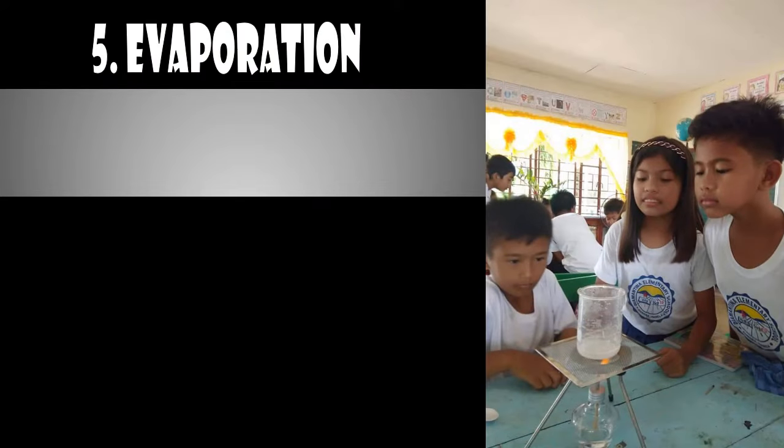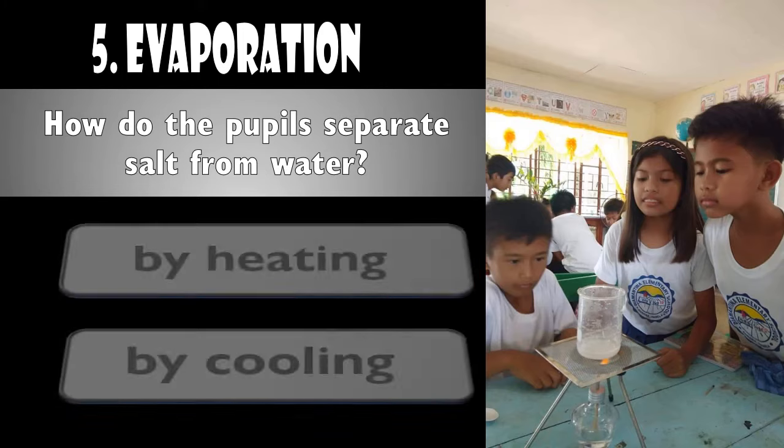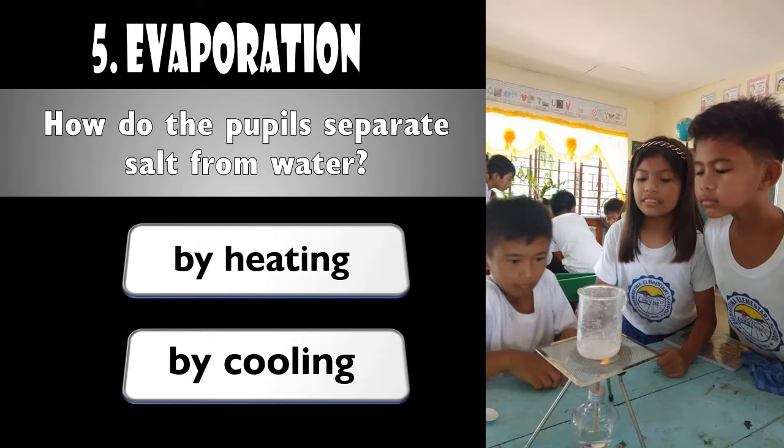Number 5. Evaporation. In this picture, how do the pupils separate salt from water? By heating or by cooling? Very good. By heating.